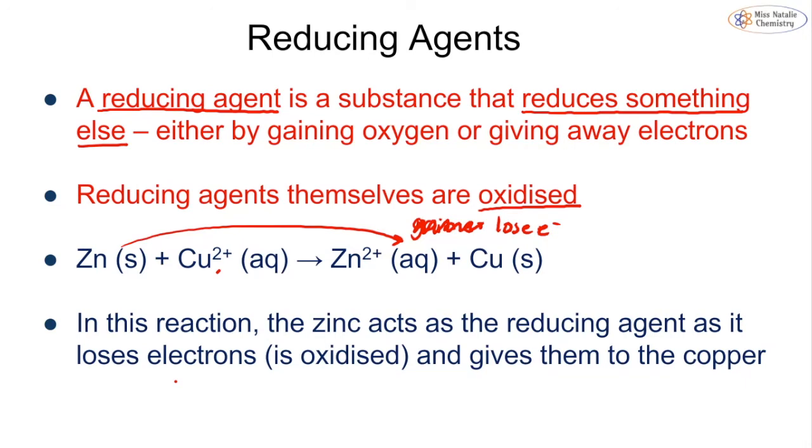And when it loses its electrons, those electrons have to go somewhere, and it gives the electrons to the copper, causing the copper to become reduced. So the zinc acts as a reducing agent because it causes the copper to be reduced, but the zinc itself is oxidized. Hopefully that makes sense, and we'll be able to see this a bit more in practice.